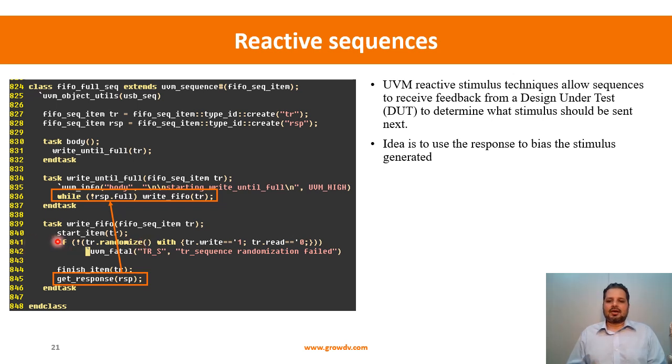In this task write FIFO, we are doing a regular sequence. We say start_item transaction, which is our request. We randomize it, saying it should be a write and the read should be set to 0. The data gets automatically randomized, and we send that to the FIFO driver and wait for the transaction to be pushed in. Then we say get_response, and in the response we check if it is not full, and then we continue to write. This way we are biasing the stimulus that is generated based on what is provided by the DUT. This is the basic idea behind reactive sequences.